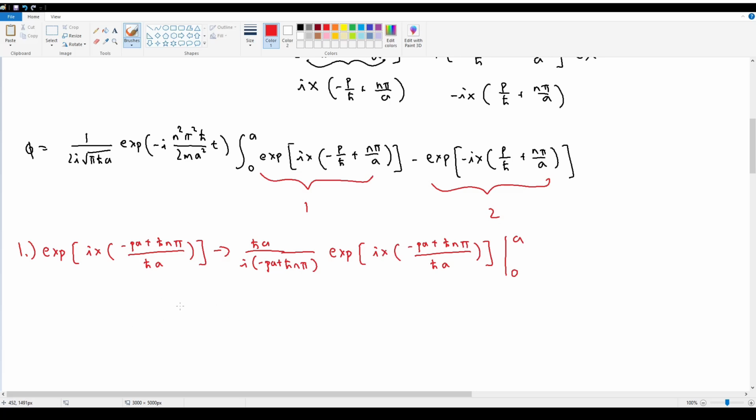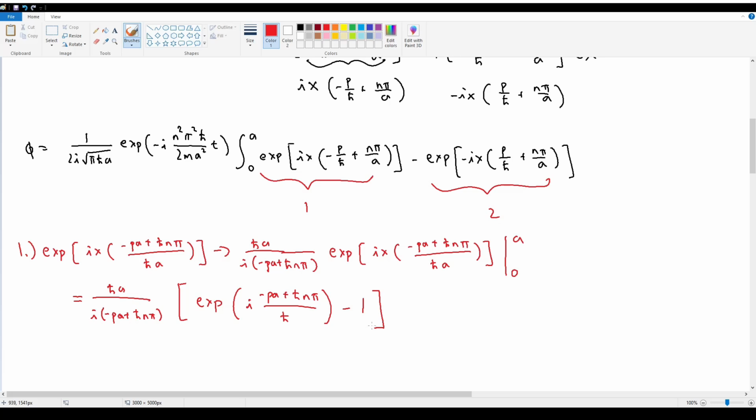So this is going to give me, and I'm going to factor out the h bar a over I negative pa plus h bar n pi at the front, just because that's a constant, right? So what I'm left with is a complex exponential of, let's see, if x becomes a, it cancels with the a at the bottom. So now you're just left with I times negative pa plus h bar n pi divided by h bar. And then you're subtracting it by the case where x becoming 0, in which case the whole exponential becomes 1, like that.